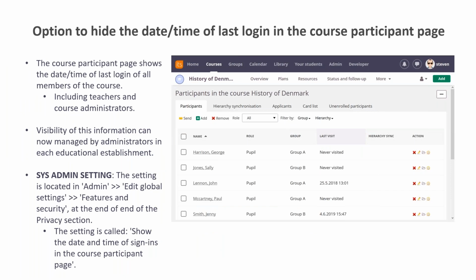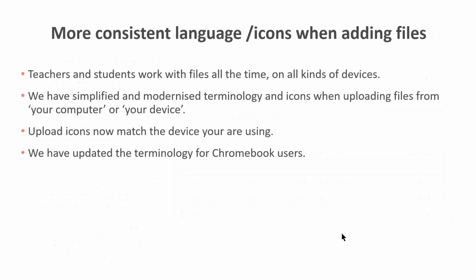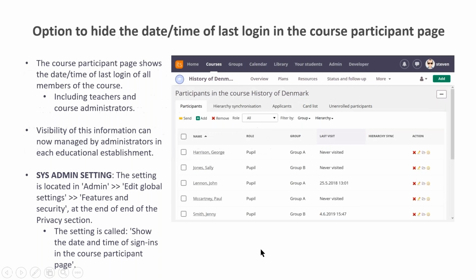The next feature is the ability to hide the last visit column within the participants tab. Right now, this is in all of our courses. When a user logs in, it shows whether or not they've logged in, and if they've logged in, when that last login time was. So we have the ability to actually turn that setting off now.